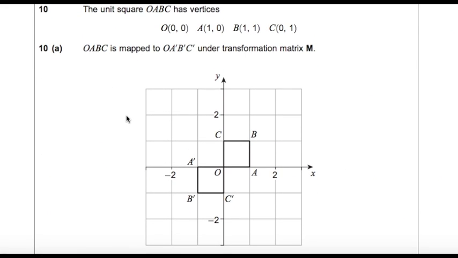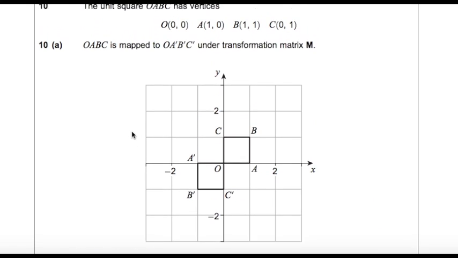Right, question 10. So more matrices. So the unit square OABC has vertices blah blah blah blah. OABC is mapped to OA'B'C' under transformation matrix M. Work out the matrix M.